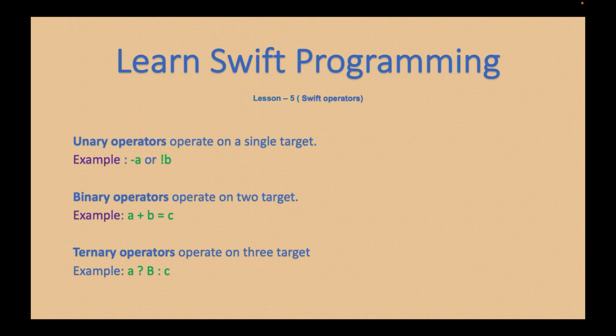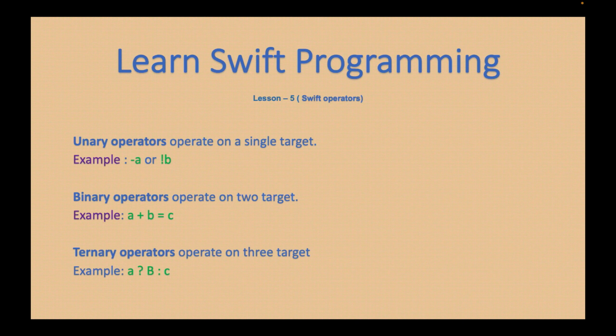Operators are divided into three main categories. One is unary operator. These operators operate on a single target only, like negative a, or not equal to b. Second is binary operators. Those operators operate on two targets. We need two inputs, like a plus b is equal to c.